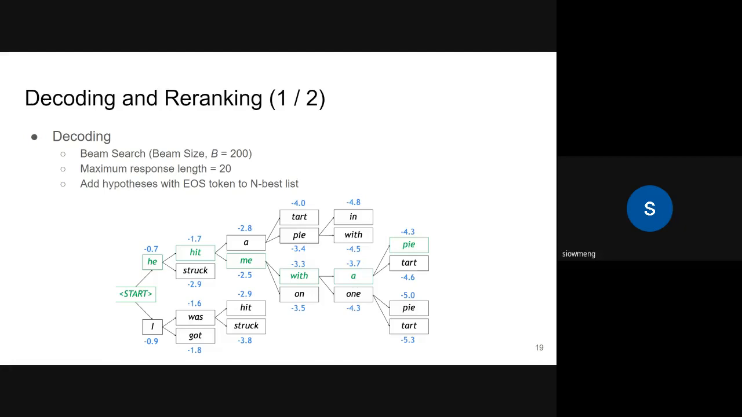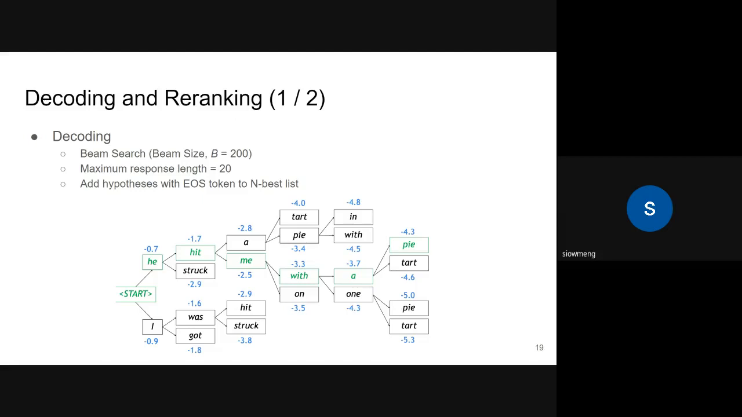Then at the decoding layer, how do I decide the best response to give? The authors proposed to use beam search. It's a heuristic search strategy. The image below is an example of how beam search is done. The image example is a beam size of 2.